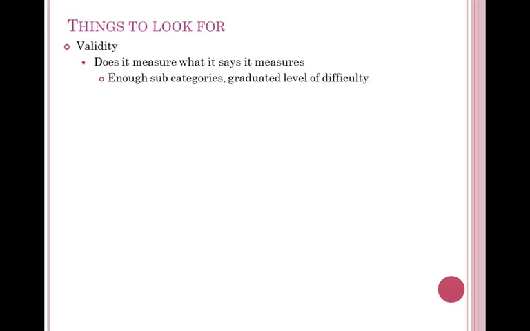So the first one is validity, or is it valid? When we're looking at if something is valid, we're asking, does it measure what it says it's going to measure? So if I was looking at motor development, what are some of the questions you would expect to be on there in order for it to be a valid tool? If it was measuring motor development for a 4-year-old, what were some of the questions you would expect to have on there?